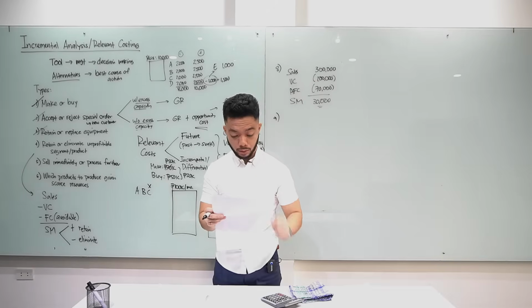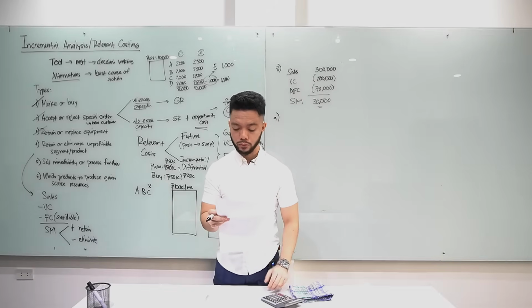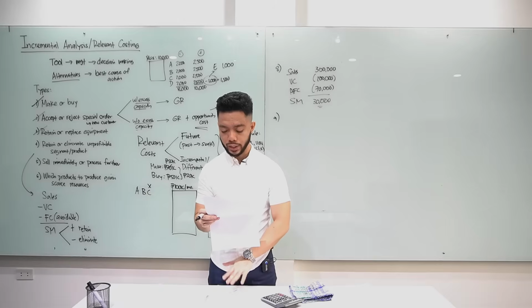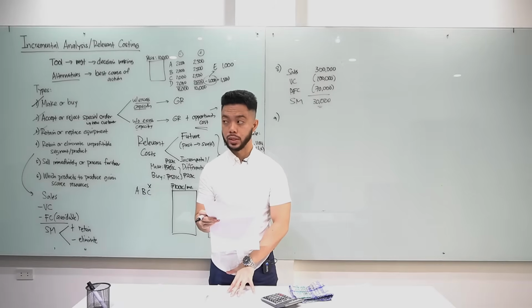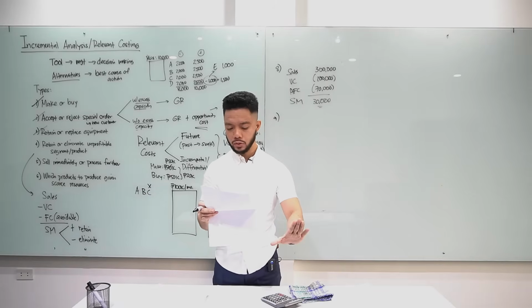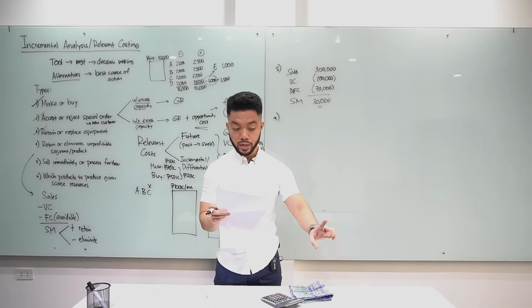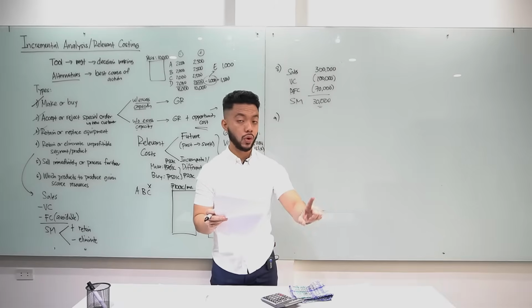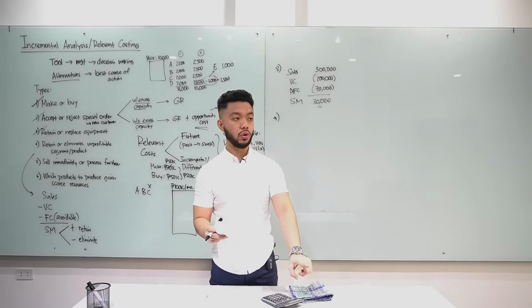The management is contemplating dropping the branch due to unfavorable operating results. If this would happen, one employee will have to be retained with an annual salary of 150,000. Ano ibig sabihin ng class? Pag daw in-eliminate, mayroon tayong i-retain na employee. Ang salary niya, 150,000. So yung 150,000, is it avoidable or unavoidable?